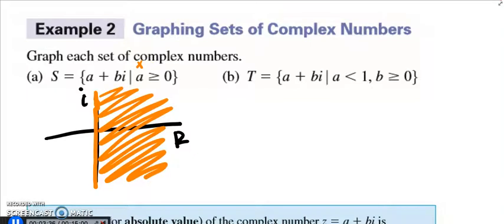And that's that. If that were a B is greater than or equal to, it'd be a horizontal line. So A is like your X, so it's vertical. B is like your Y. Remember, Y is wide, so it's horizontal.